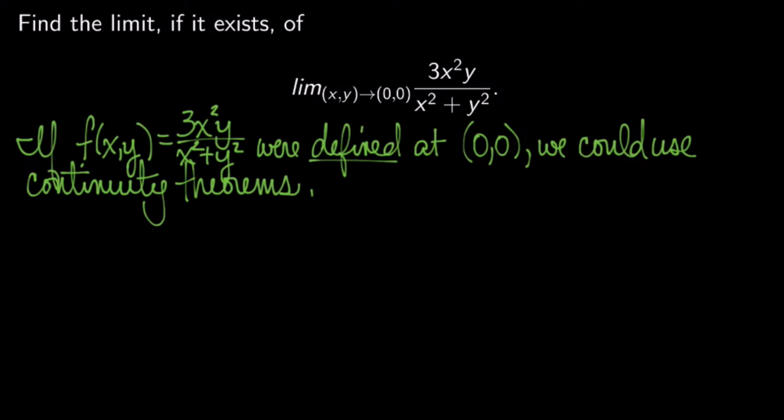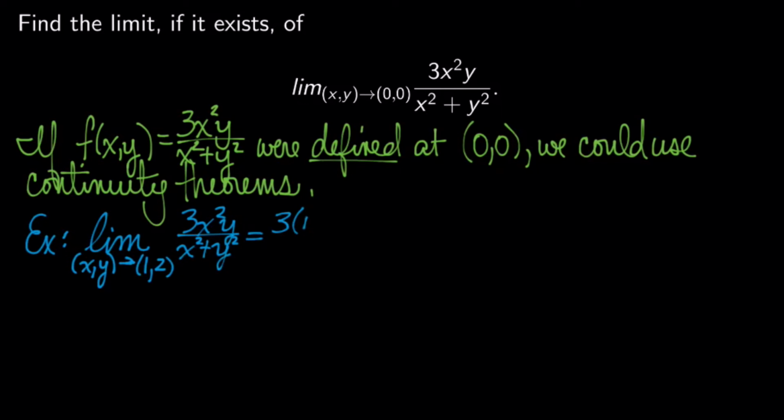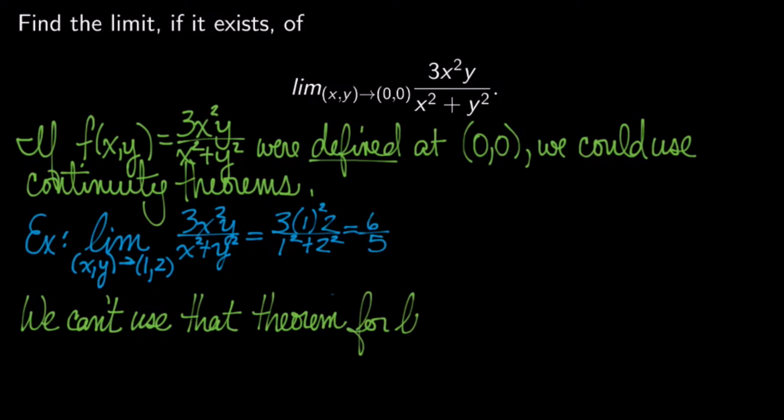If f of x comma y were defined at 0, 0, you could use continuity theorems. This is a rational function, which means if it's defined, it's continuous. If it's continuous, the limit exists. So here's a really quick example. If it were the same function, but we were approaching 1, 2 instead of 0, 0, you're just going to substitute the 1 and the 2, and you're going to be done. You're going to be like, the limit is 6/5, boom, next problem. But the problem is you can't use that theorem here. But there are some math problems that you've been asked to do where that limit is going to exist because of those continuity theorems.